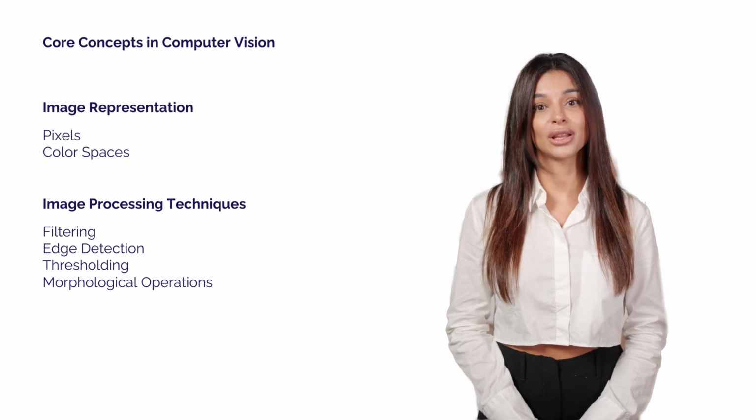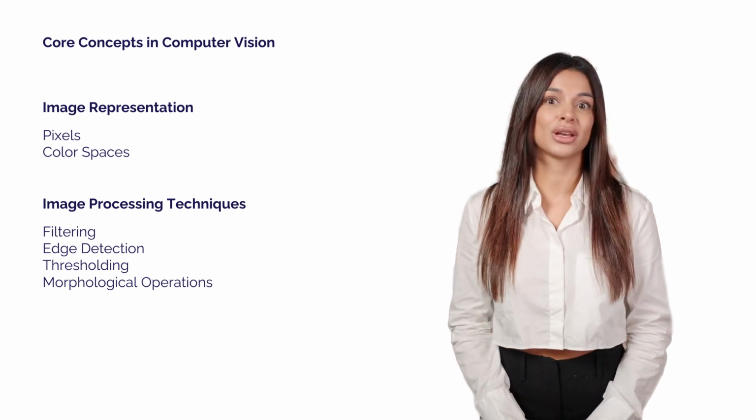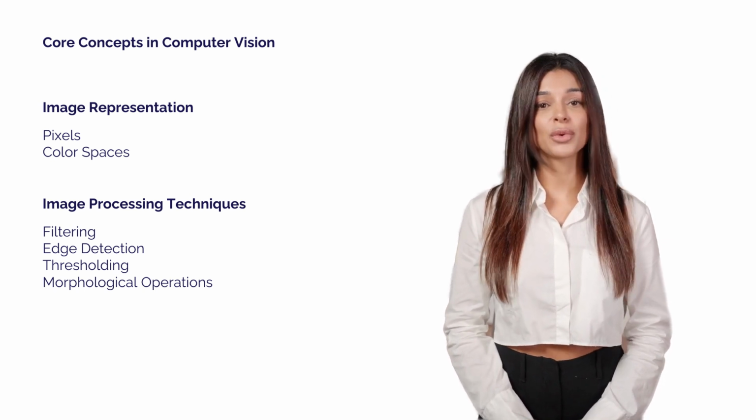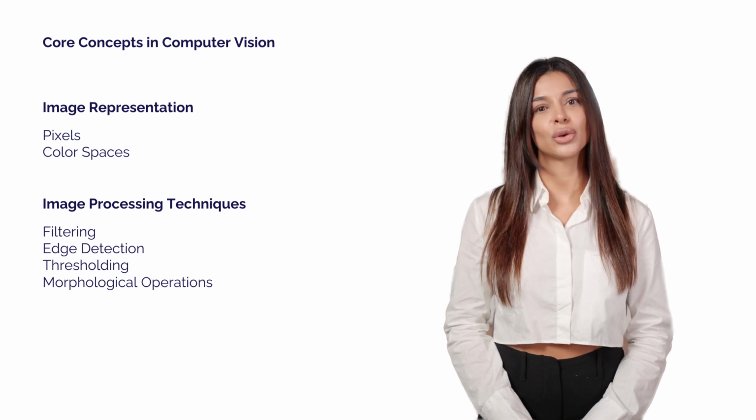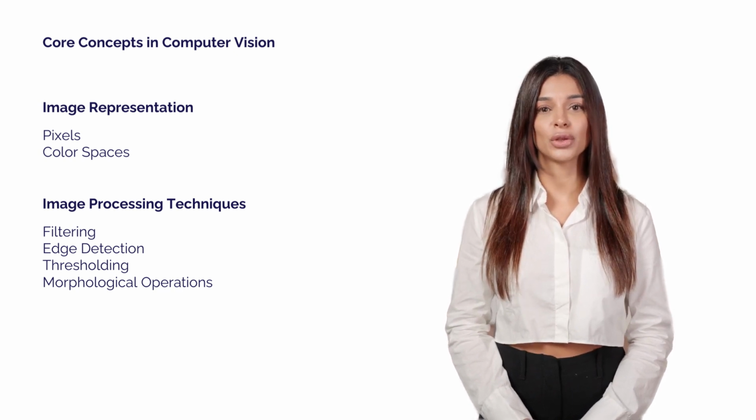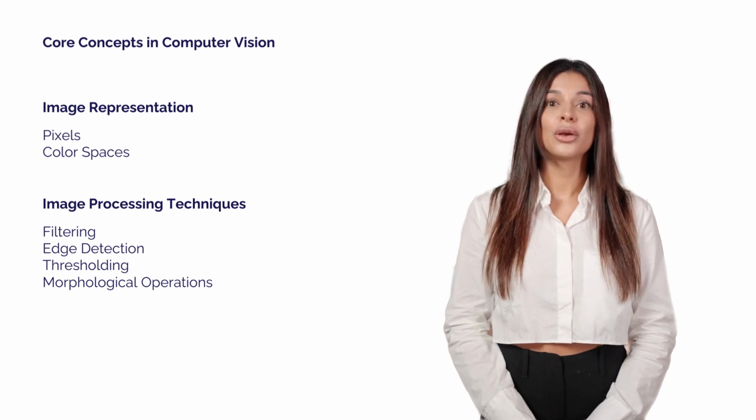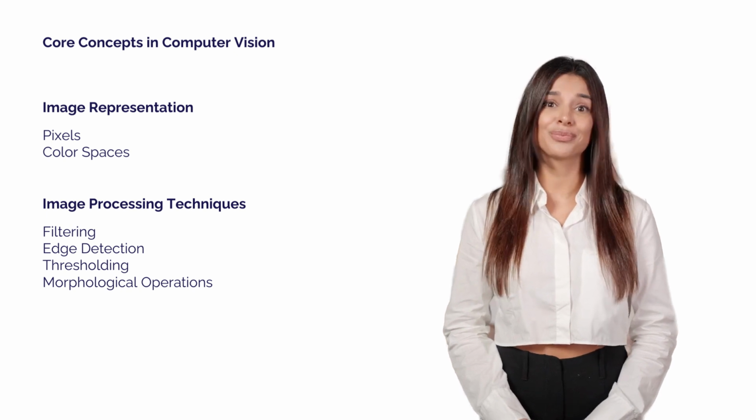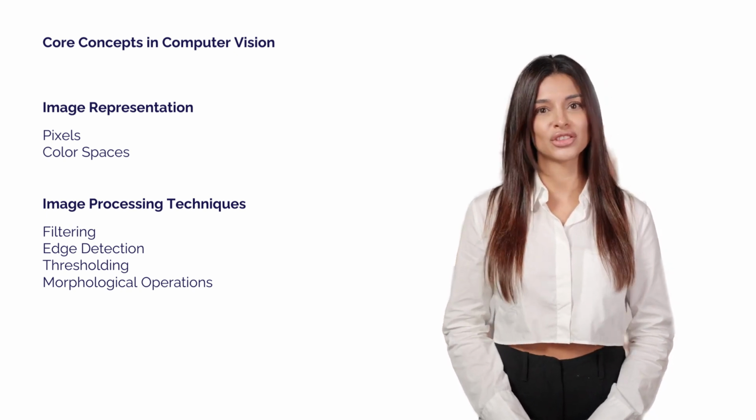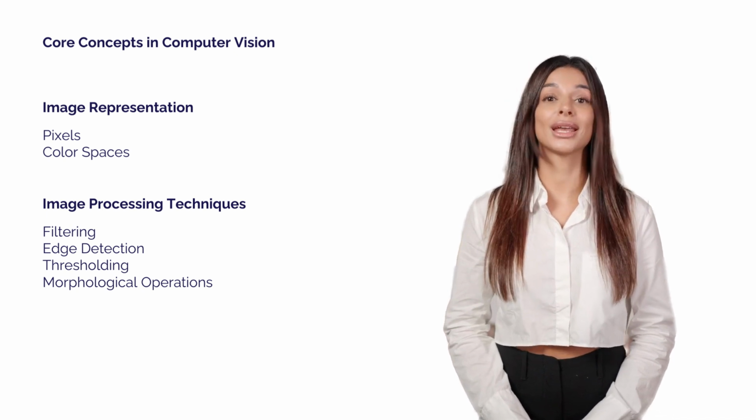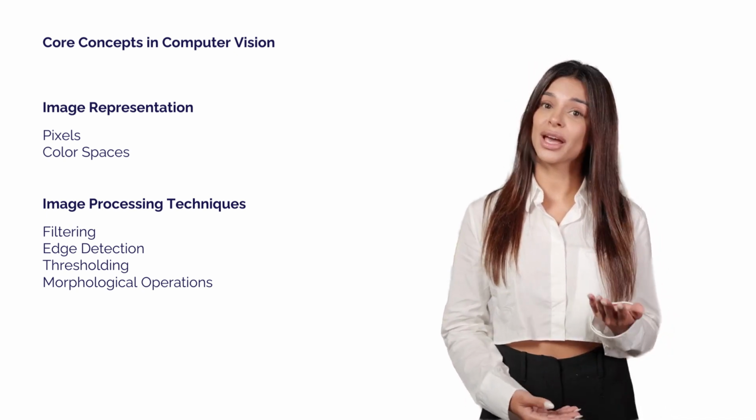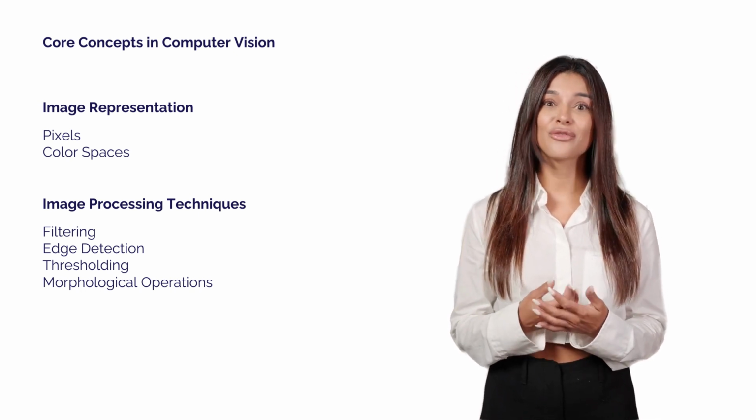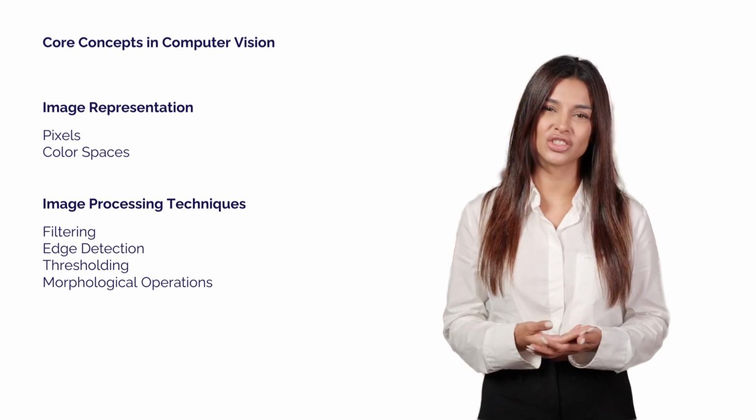Now, let's talk about image processing techniques. Filtering uses special kernels to enhance or suppress certain image features, like sharpening or blurring. A key application of filtering is edge detection, highlighting important boundaries within an image. Algorithms like the Sobel operator and the Canny edge detector are commonly used for this. Thresholding converts grayscale images to black and white, or binary, by setting a pixel intensity cutoff. Finally, morphological operations, like dilation and erosion, manipulate these binary images to remove noise or refine shapes.